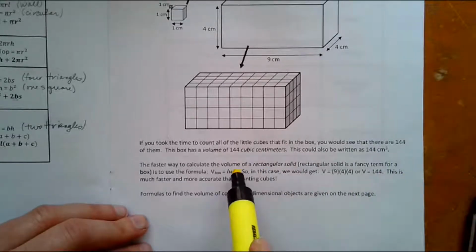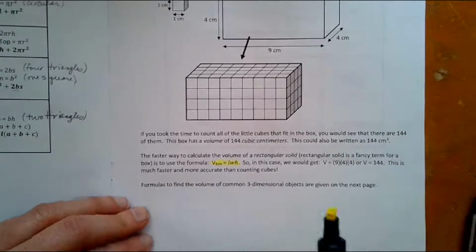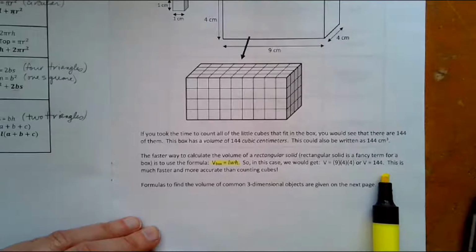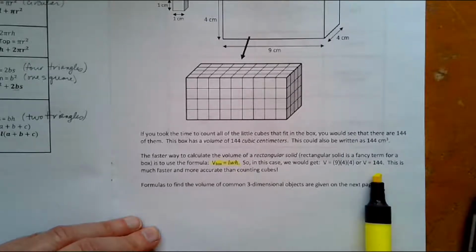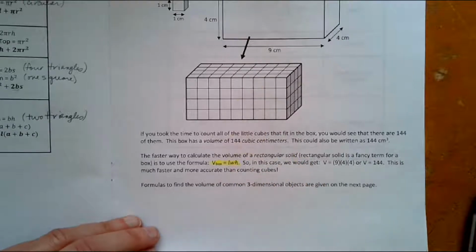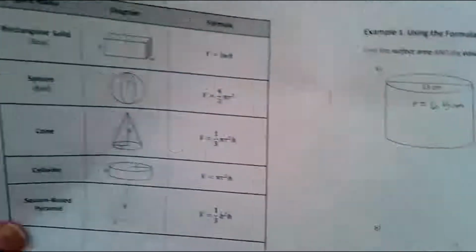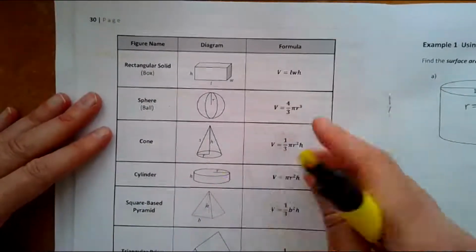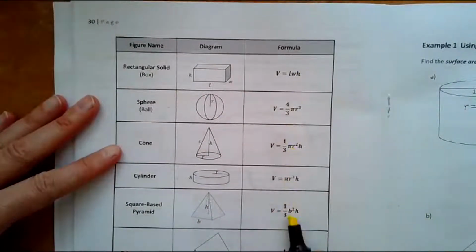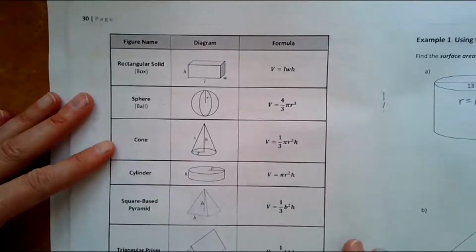The formula for volume of a box is length times width times height, and that also gets you 144. And that's a much quicker way of getting the measurement for volume than to do an individual count. So once again, we're going to revisit our shapes. I don't have to explain the shapes to you, but here are your measurements for volume. You can see it's much easier.